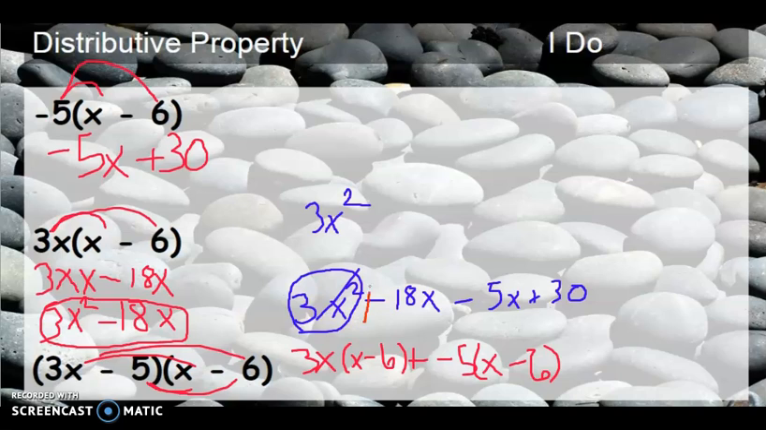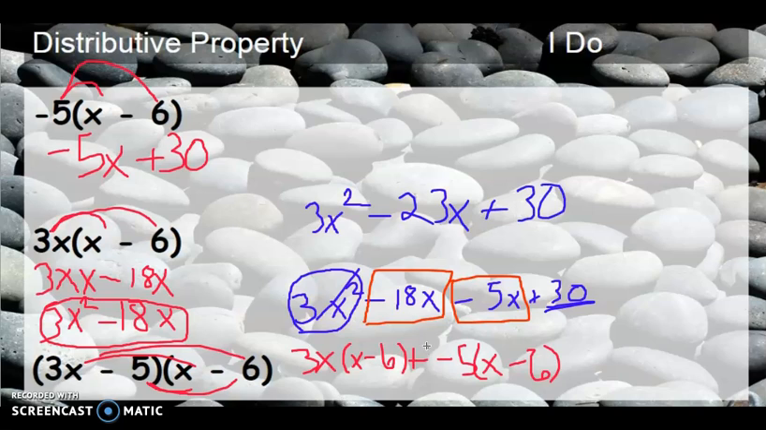Now let's look at x's. This one has an x. This term has an x. The last term does not have an x. So we combine negative 18x and negative 5x together. They have the same sign, so we add. So we have minus 23x. And it's only x because we're not multiplying here, so it just stays x. And then we have plus 30. That's our constant. So this is our standard form: 3x squared minus 23 times x plus 30.